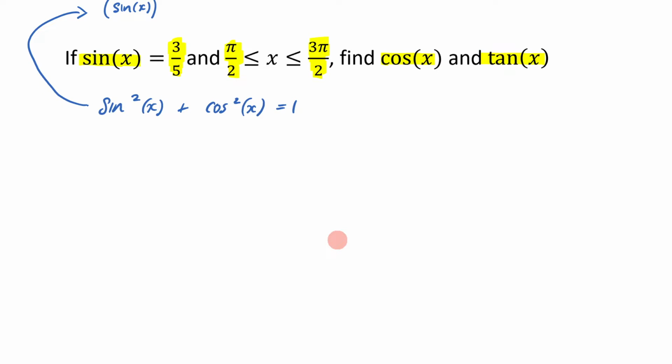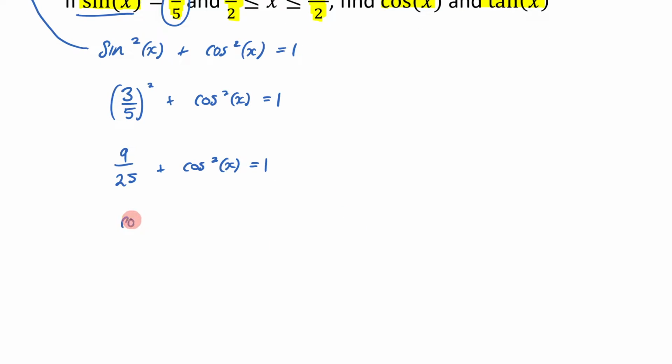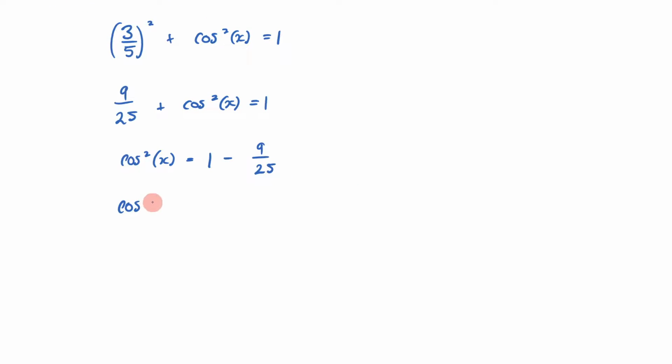Okay, so once we've done that, the next thing we're going to do is sub in our values. So we've been told that sine of x is equal to 3 on 5. So I can put that here, and I can square it, plus cos squared of x is equal to 1. This is going to end up being 9 on 25 plus cos squared of x is equal to 1. This is going to be cos squared of x is equal to 1 minus 9 on 25. So as you can see, I'm solving it for that cos. That means cos squared of x.